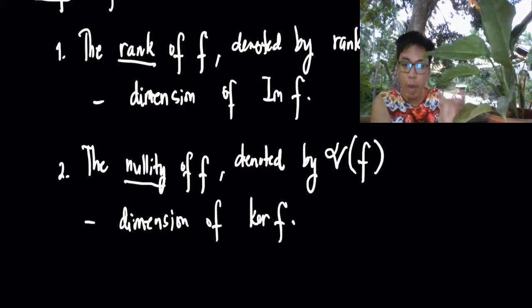Before we proceed, I would like to make this clear. When we say the rank of F, where F is a linear transformation from V to W, we simply mean the cardinality of the basis for the image of F. When we say the nullity of F, we're actually getting the cardinality of the basis for the kernel of F. That's it. So let's consider this one.